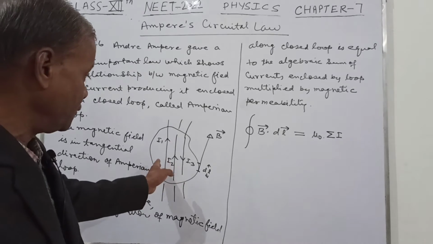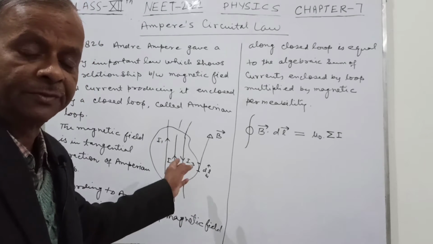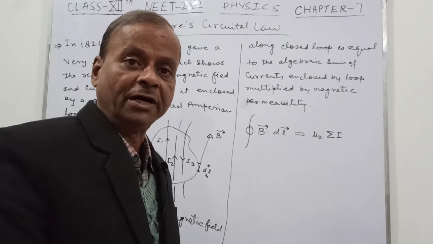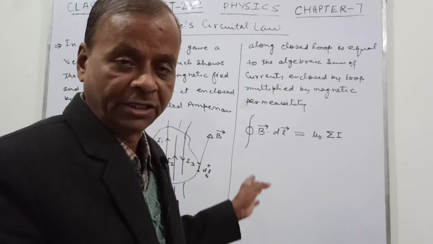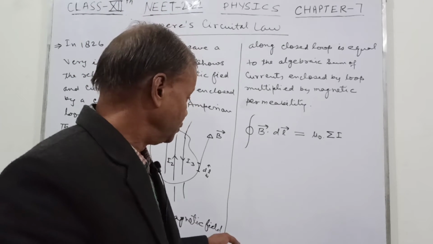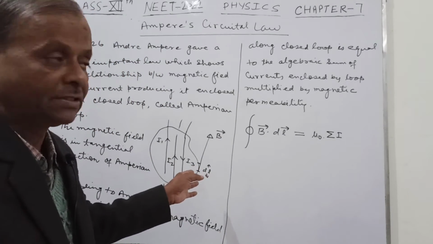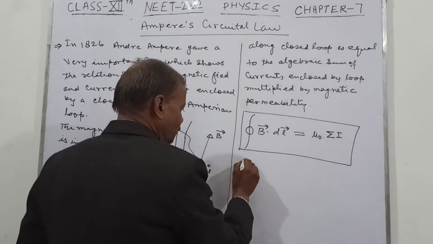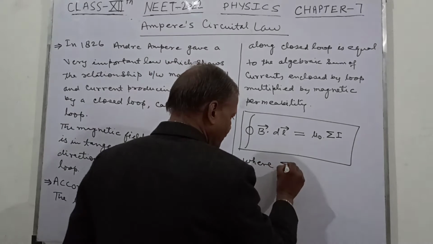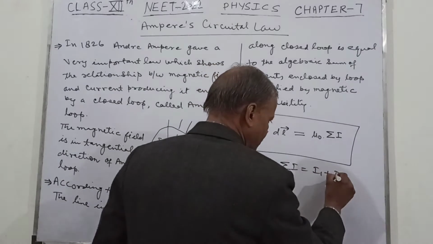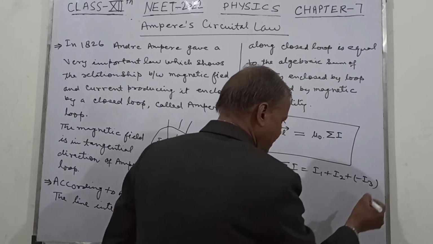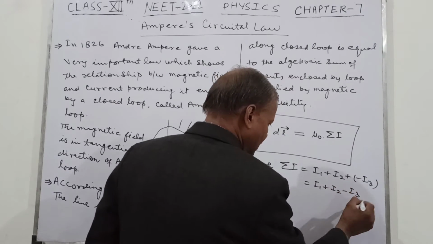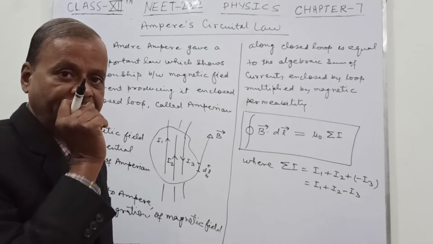Suppose here we are having the three currents I1, I2 and I3. Some of the currents are going up and some are coming down. So this summation I will be equal to the algebraic sum of these currents. The currents going up are taken to be positive, and the currents going down are taken to be negative. So summation I is equal to I1 plus I2 minus I3. This is the Ampere's law. This is what the algebraic sum of the currents means.